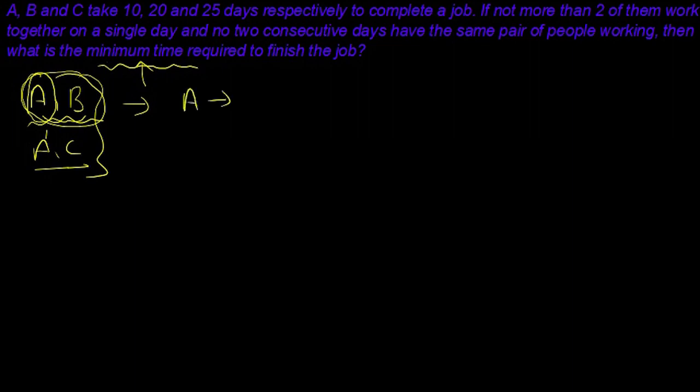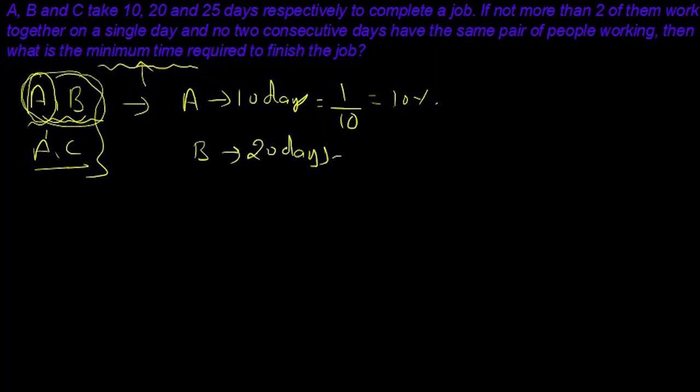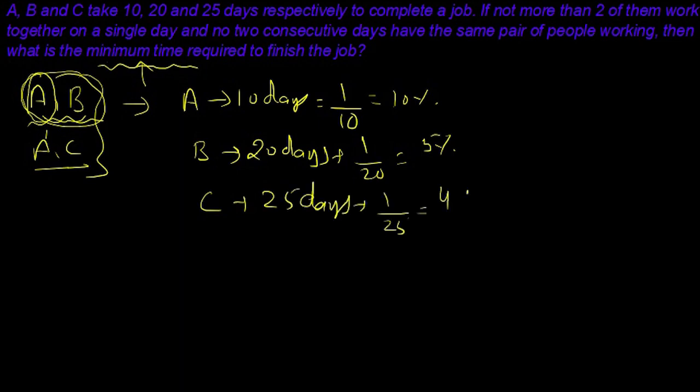So A can complete the work in 10 days. As I already taught you, that is 1 by 10, so he can complete 10% of the work in 1 day. B can do it in 20 days, so 1 by 20, which is 5%. And C can complete the work in 25 days. So what is 1 by 25 actually? It is 4%. So who is the person with the highest efficiency? Obviously A is the person with the highest efficiency.